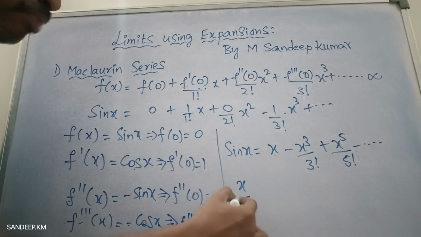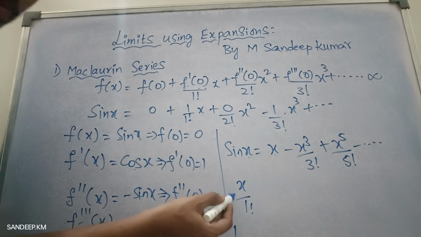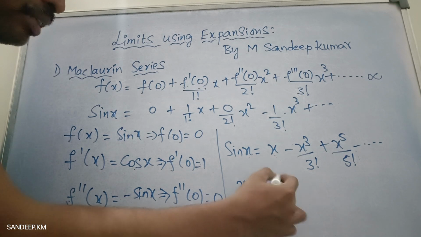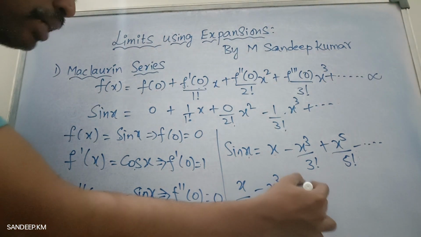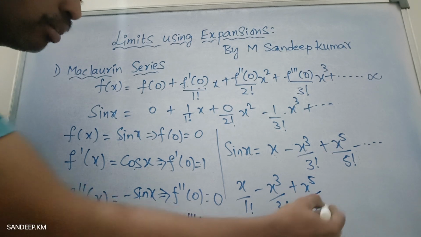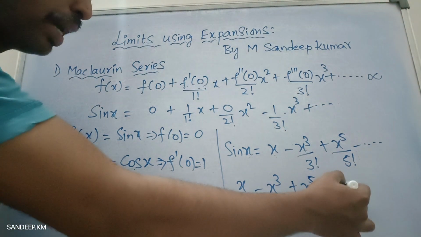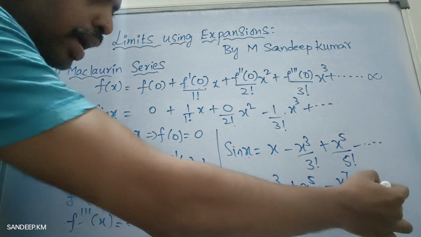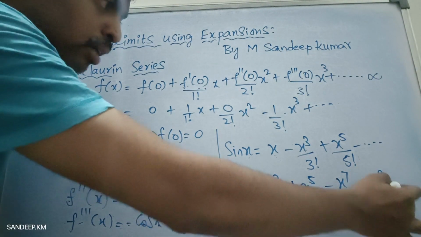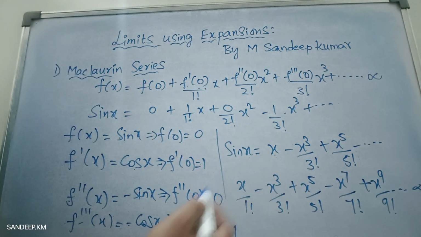First term will be x by 1 factorial. It is positive. Next, minus x cube by 3 factorial. This is negative. Next, plus x power 5 by 5 factorial. This is positive. Next, minus x power 7 by 7 factorial. This is negative. Next, x power 9 by 9 factorial, and so on up to infinity. You can keep writing the terms if needed.